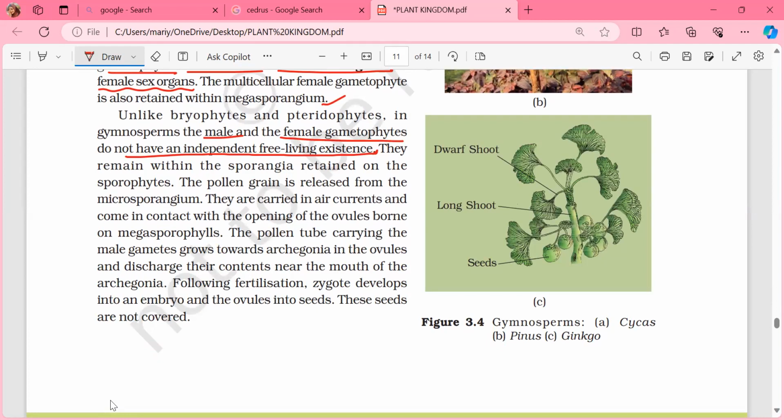Now, the pollen grain is released from the microsporangium. They are carried out in air currents and come in contact with the opening of the ovules, borne on the megasporophyll. Now, the pollen tube carrying the male gametes grows towards the archegonia, just imagine them growing towards the ovule. And then the male gamete will fuse with the egg cell and zygote will be formed. And then this zygote will develop into embryo and the ovules will develop into seed.